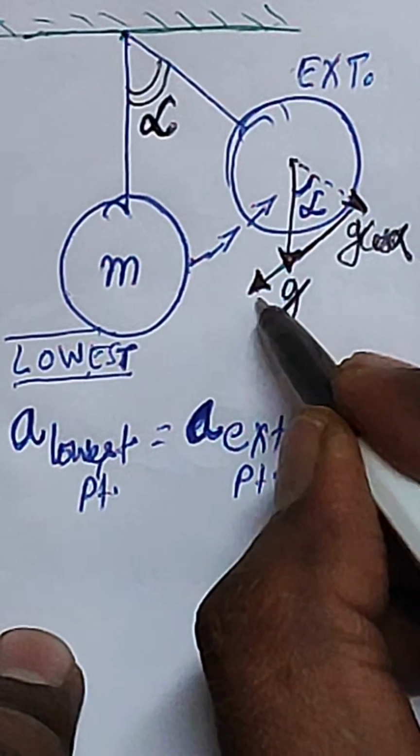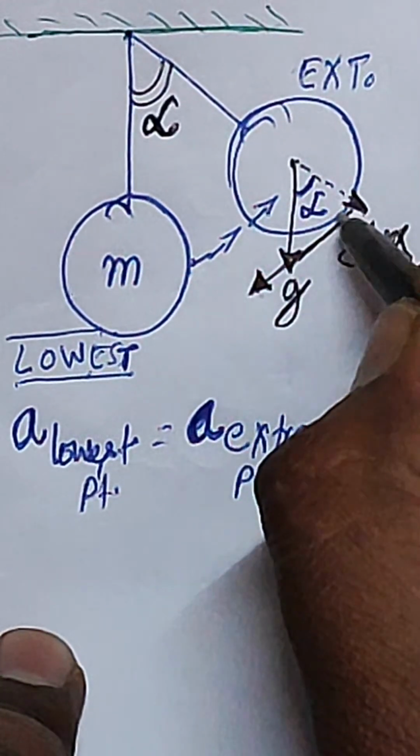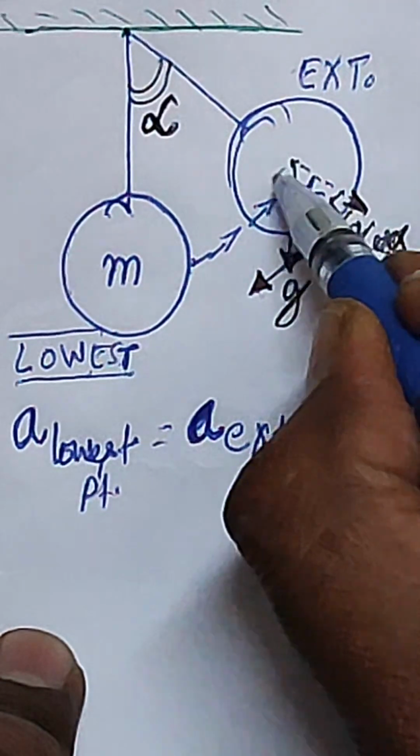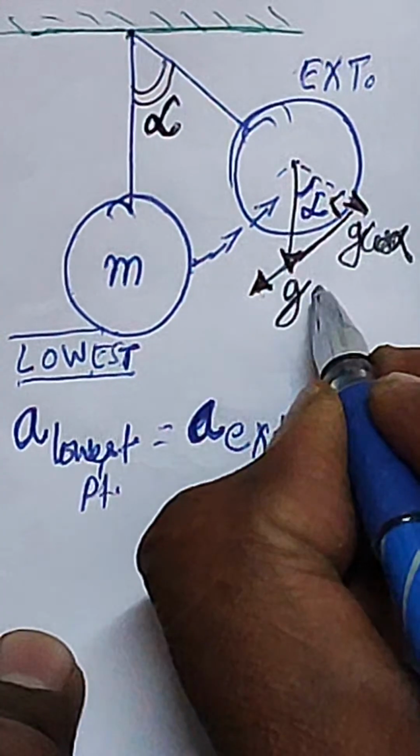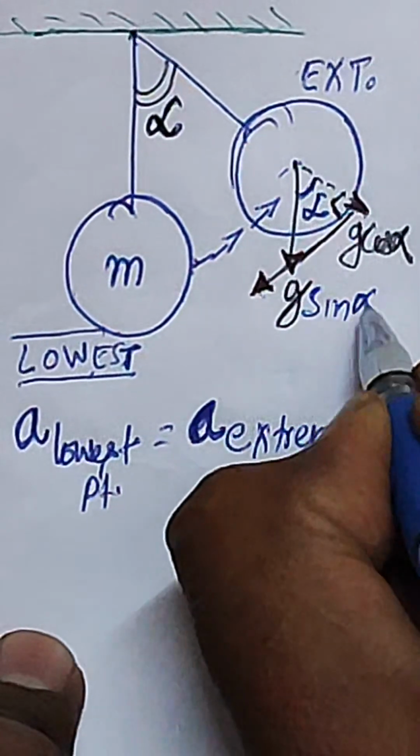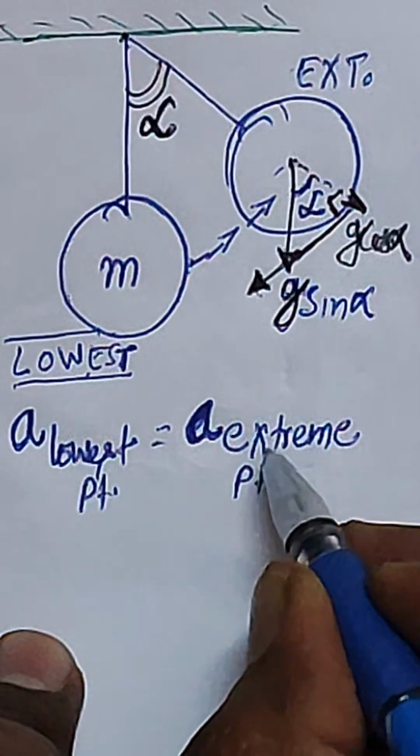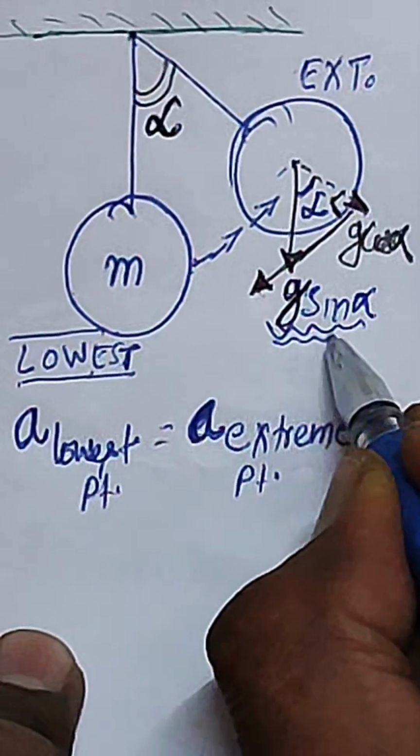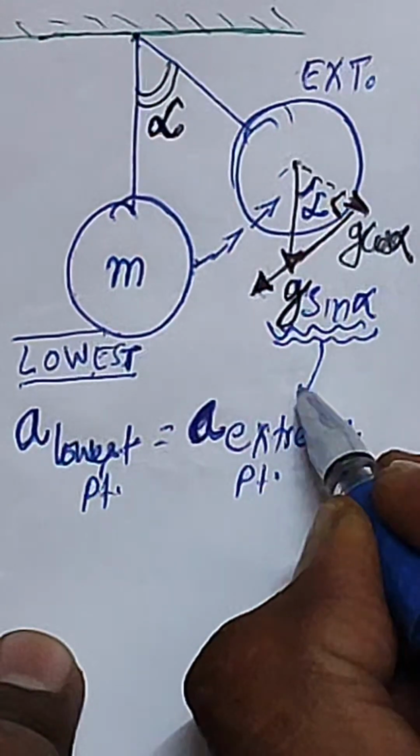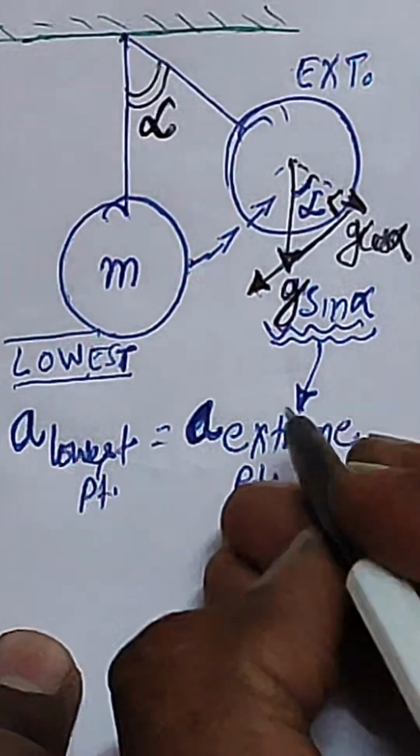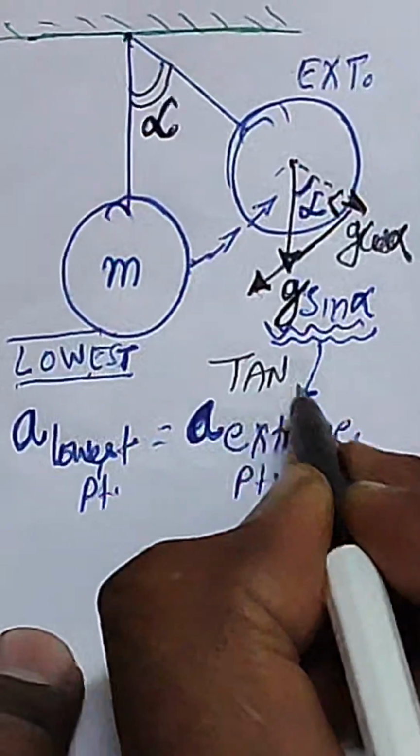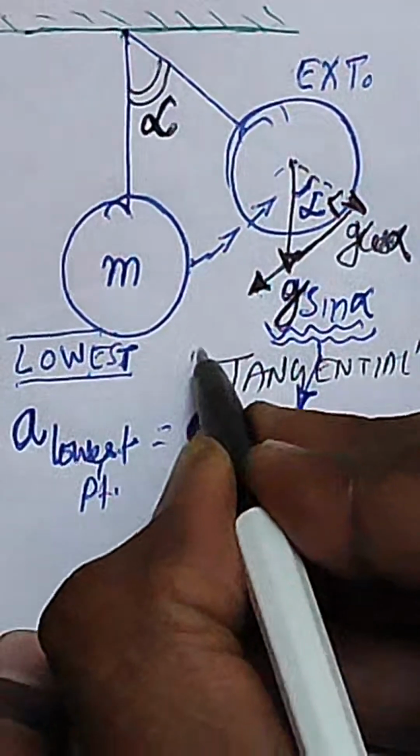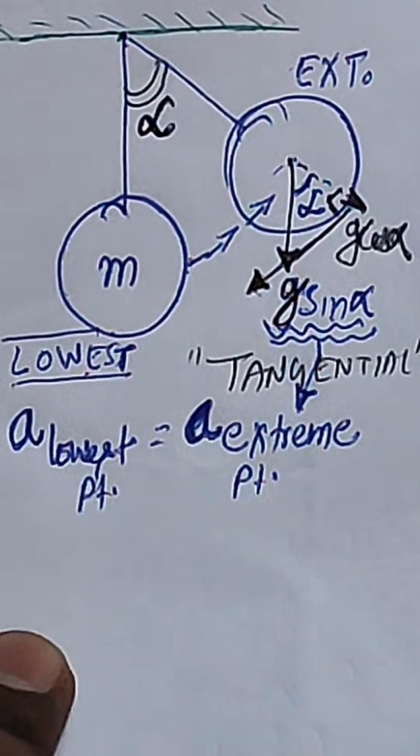The tangential component is definitely, if this is alpha and this is a right angle triangle, g sin alpha. G sin alpha is acting at the extreme point. This is basically the tangential component which is acting at the extreme point.